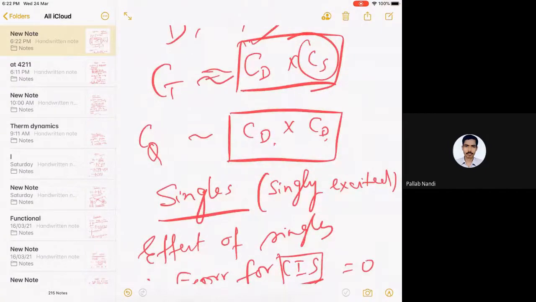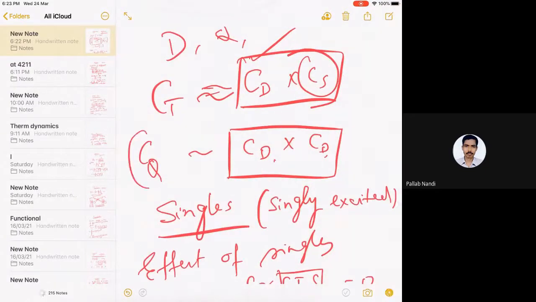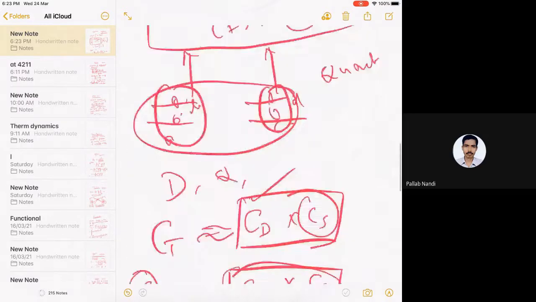And I told you that this whole idea that the quadruples is roughly equal to doubles into doubles is a content of the coupled cluster method. And that is when you will realize why coupled cluster is superior, because coupled cluster will bring in this physics. CI is not able to bring in this physics.